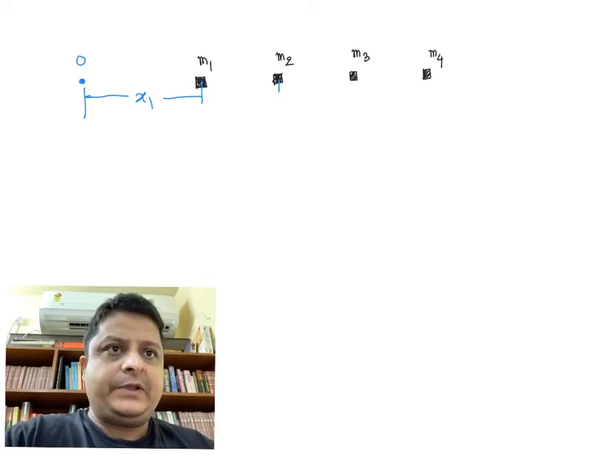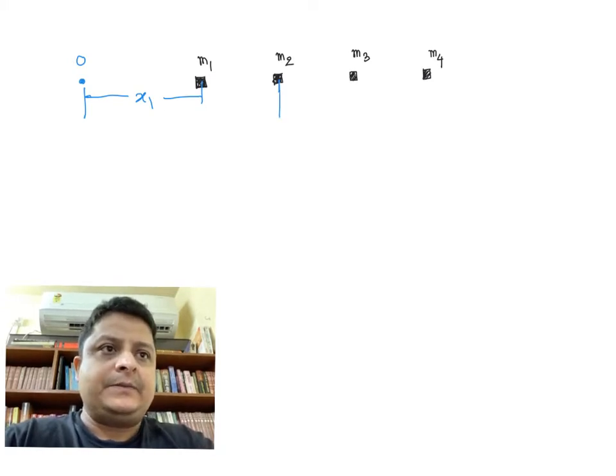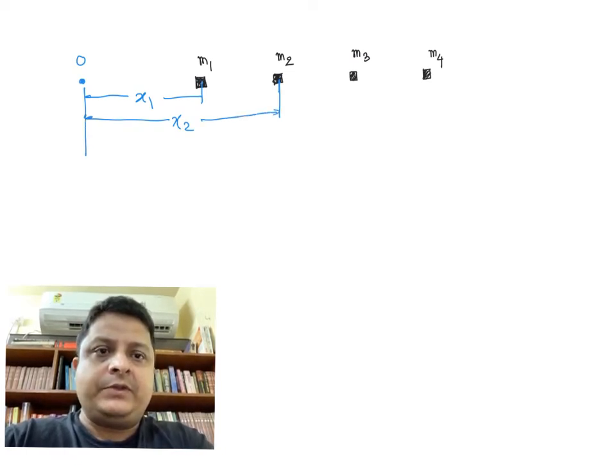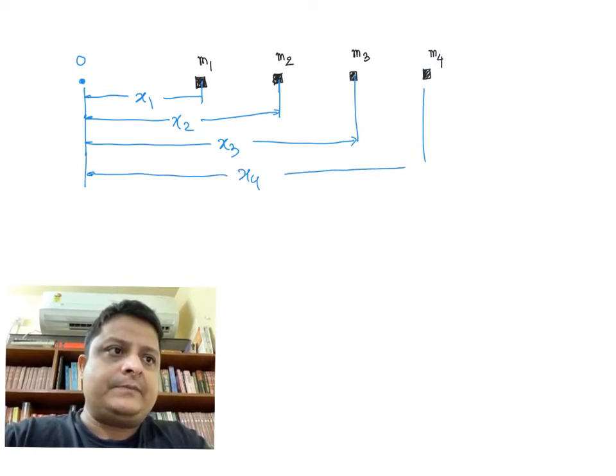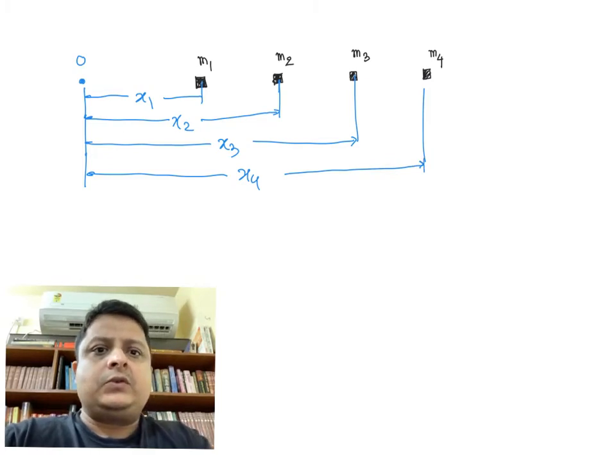So as we see in this figure, this is a system of discrete particles. There are four particles, and with respect to a certain coordinate system, they have coordinates x1, x2, x3 and x4 as shown in the figure. So what will be the coordinate of the center of mass of the system?